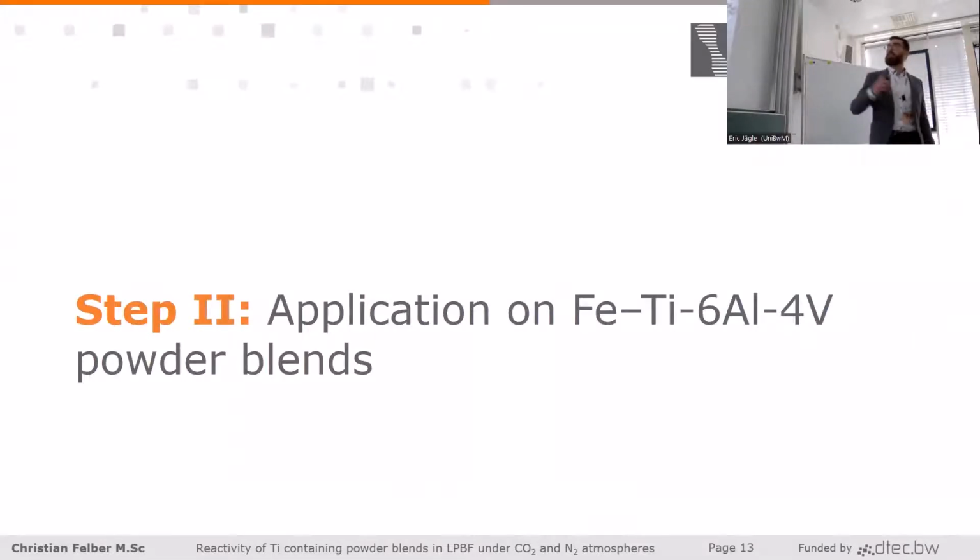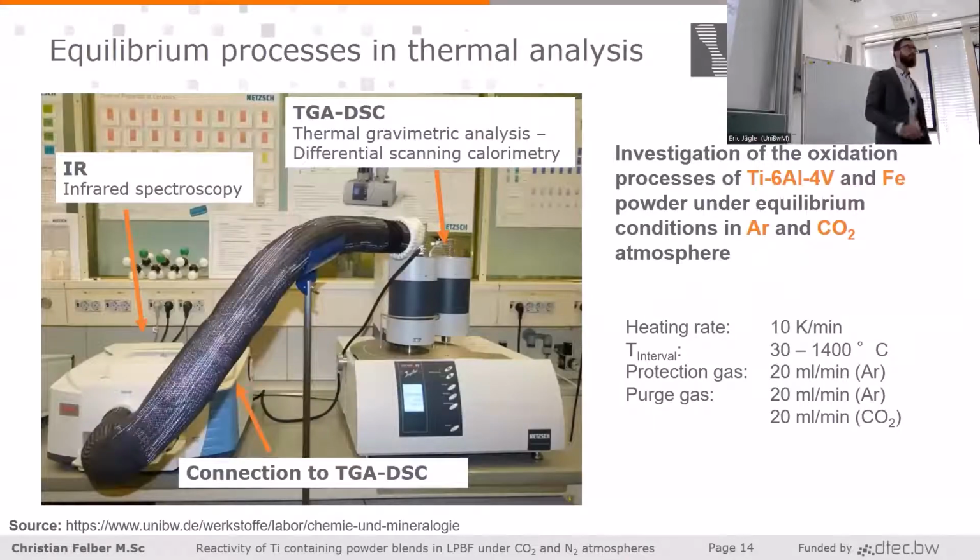So we are now going to use what we learned and apply this to iron-titanium powders. But before we do, we look at some equilibrium processes, some normal science, I would say. And what I did was a TGA DSC, which is connected by this black long tube to an IR cell. So I heated titanium-64 and iron powder up in an argon and CO2 atmosphere to 1,400 degrees Celsius.